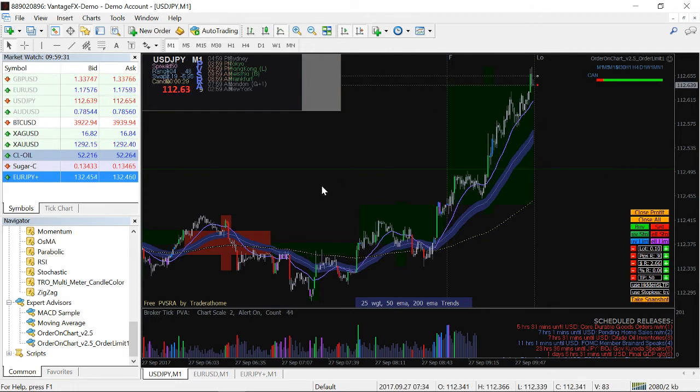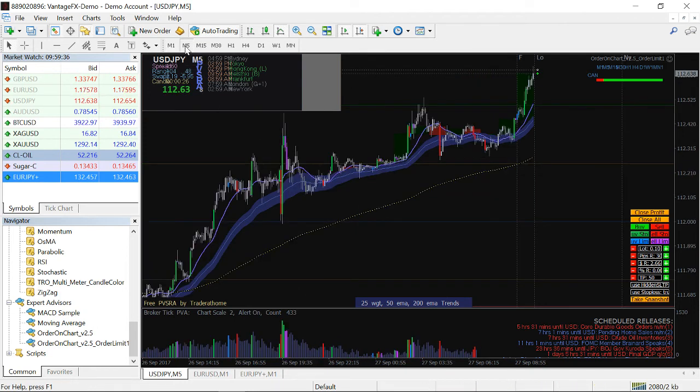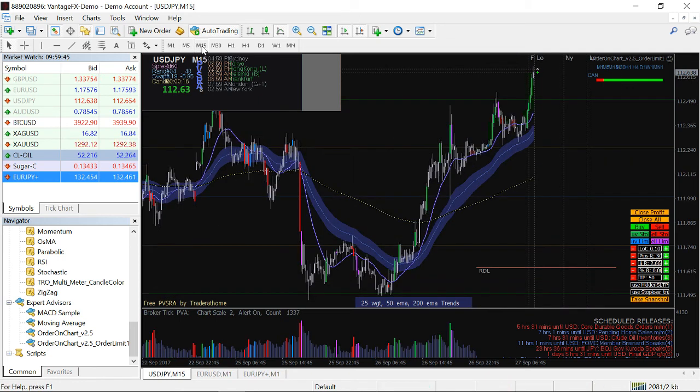Okay, and why am I saying this? Because when I look at this chart, I see this going all the way up, but I see it losing a little bit of momentum, it started to lose on M15.